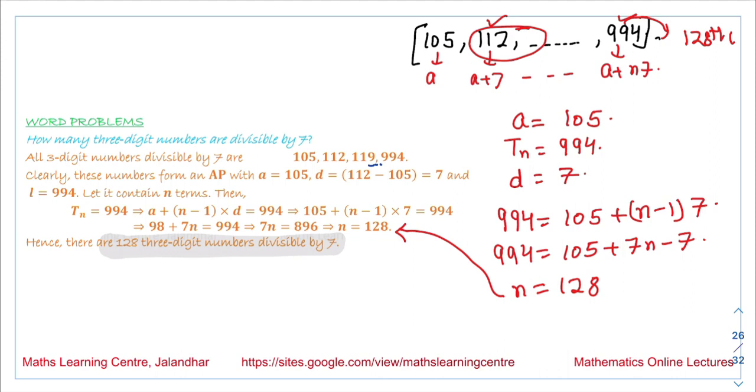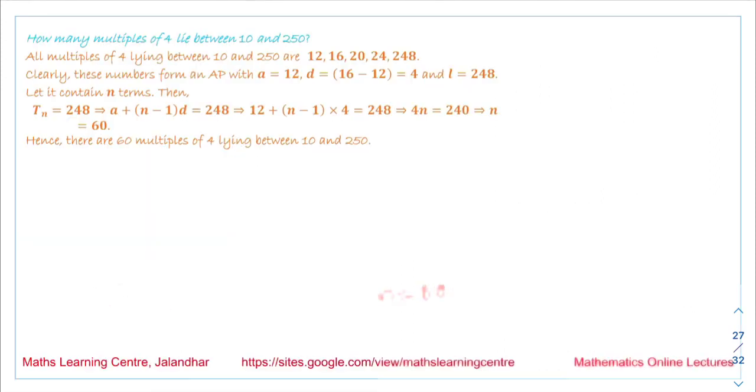Next is: how many multiples of 4 lie between 10 and 250? The multiples of 4 between 10 and 250 are: first is 12, next is 16, and so on. 250 is not divisible by 4.